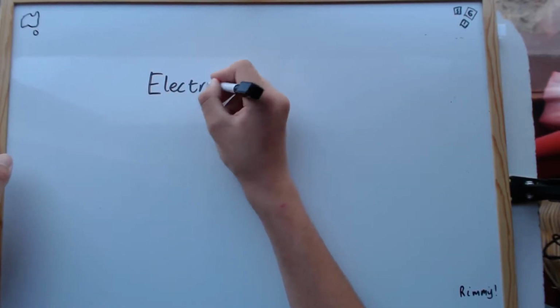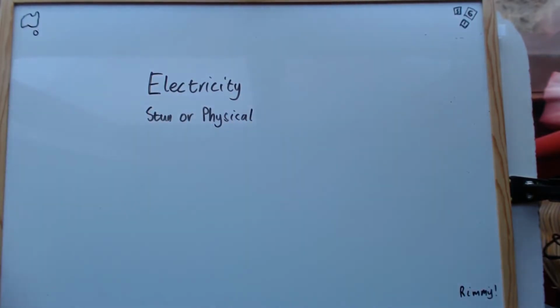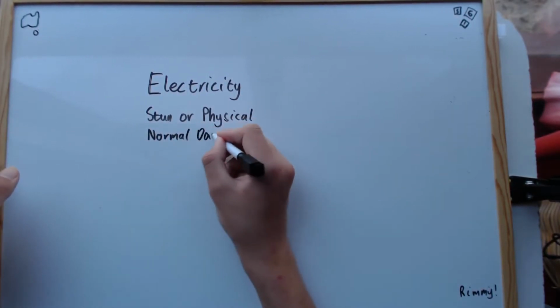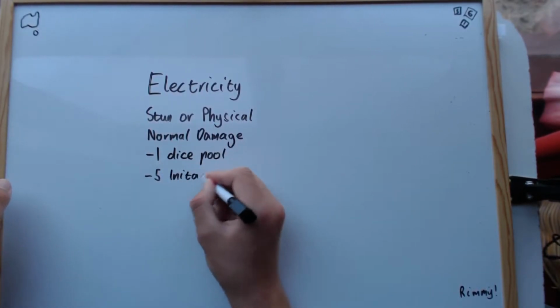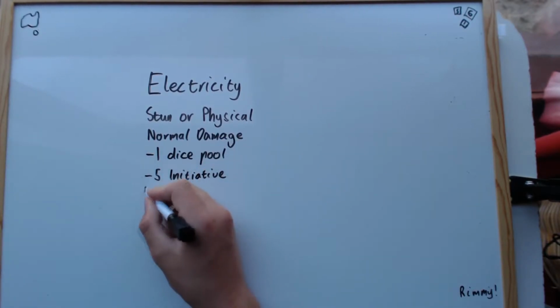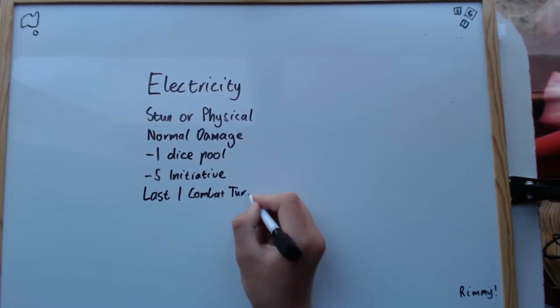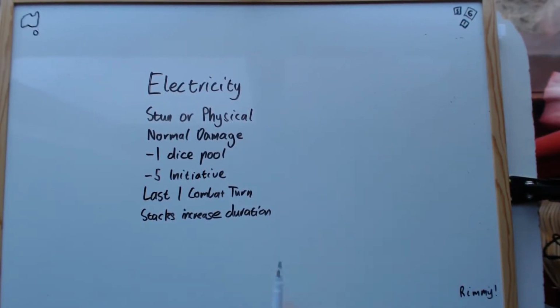Electricity damage is stun or physical damage depending on the source or target. If the attack damages the target, they take secondary effects, which are a -1 dice pool penalty on all actions and defense tests, but not damage resistance tests, for 1 combat turn and an immediate initiative score reduction of 5. These penalties do not stack with multiple attacks, but the duration of the penalty increases by 1 combat turn with each damaging attack.